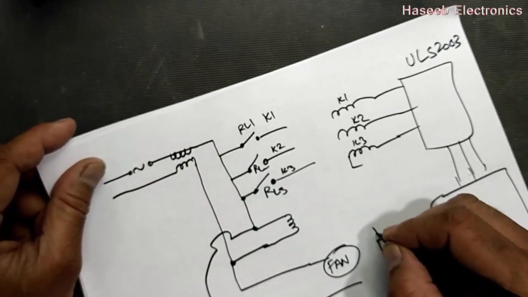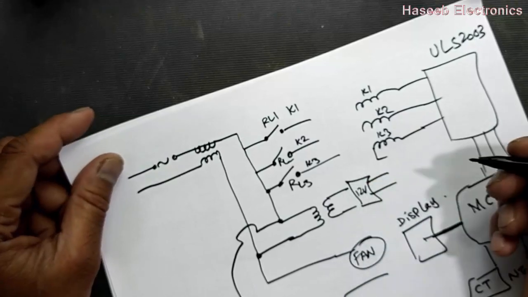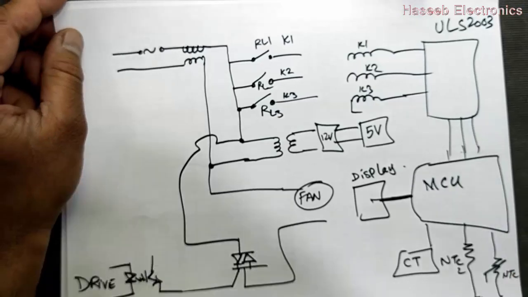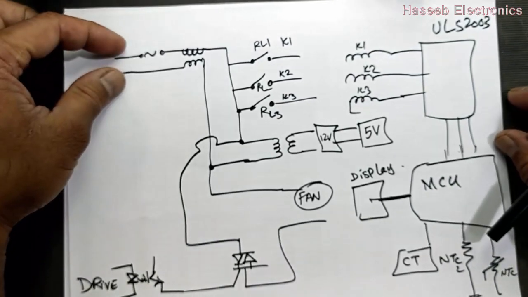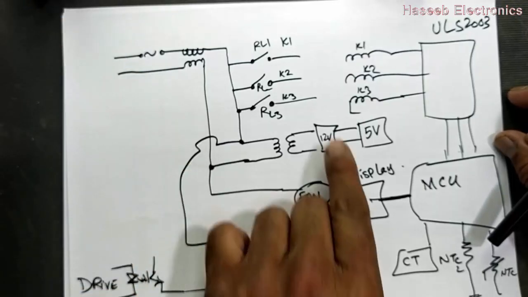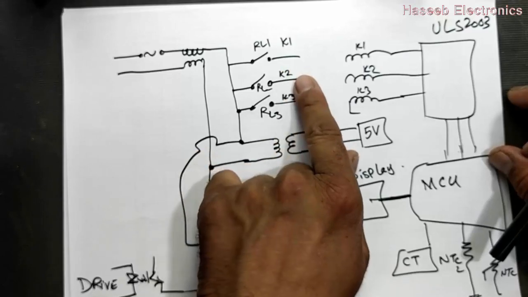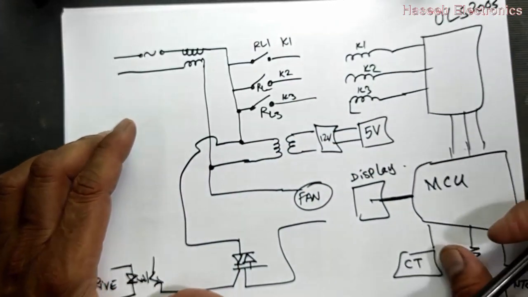We give a signal to the display. And this transformer gives us 12 volts, and then 5 volts. So this is the block diagram of the complete circuit. We apply voltage, and this command signal will go to the outdoor unit and drive it. So let's check the circuit, and I will explain step by step.